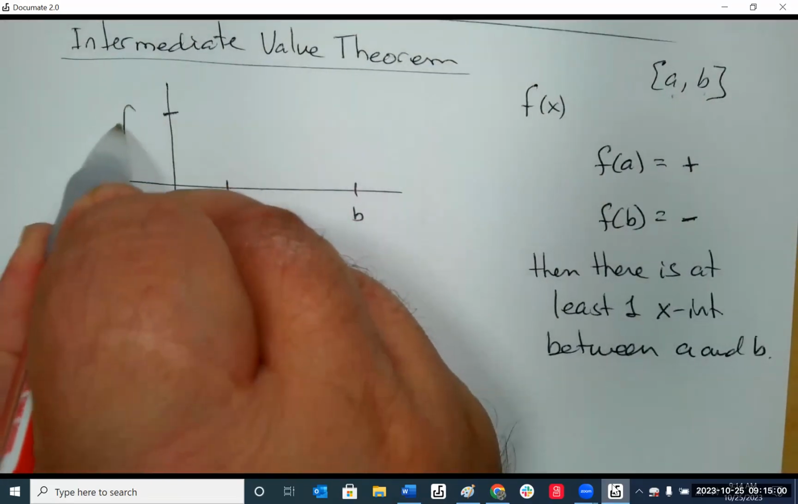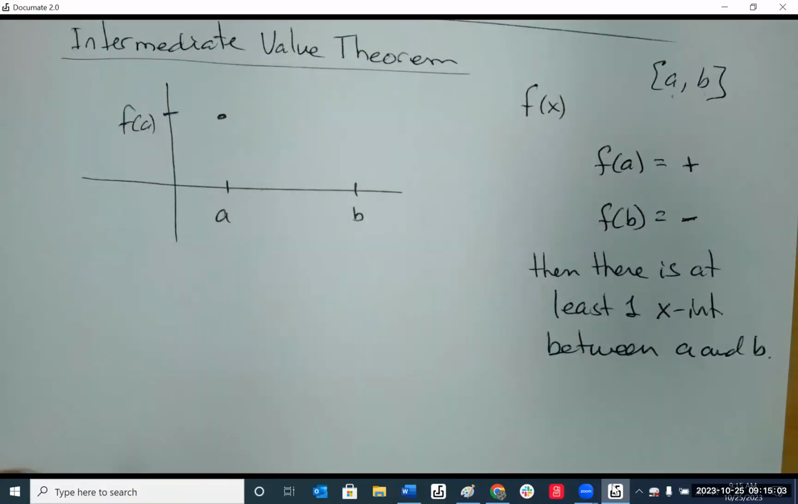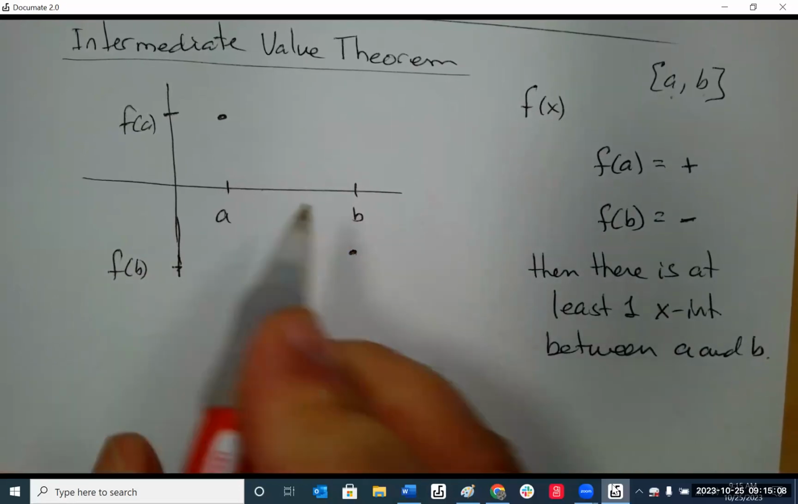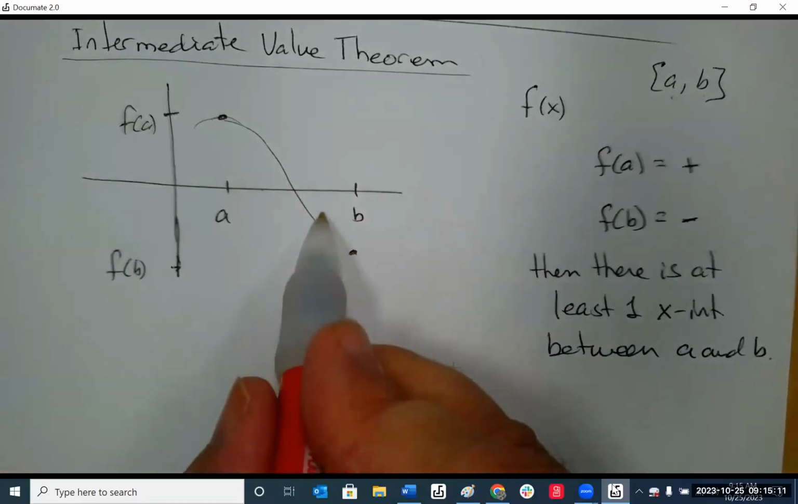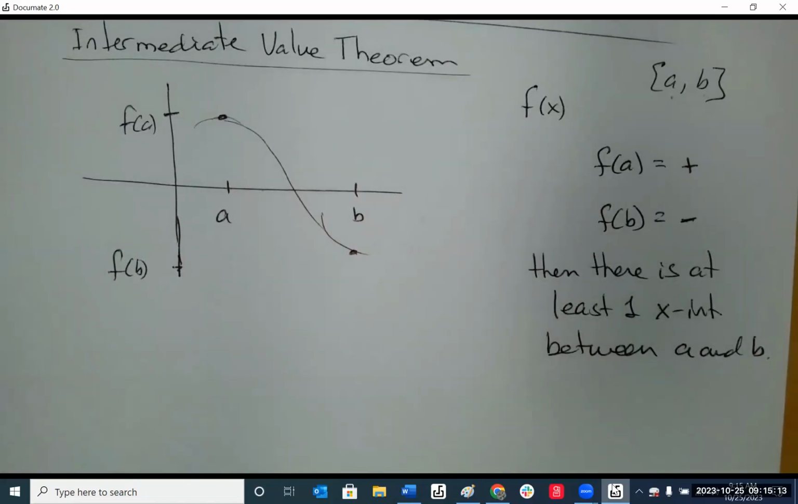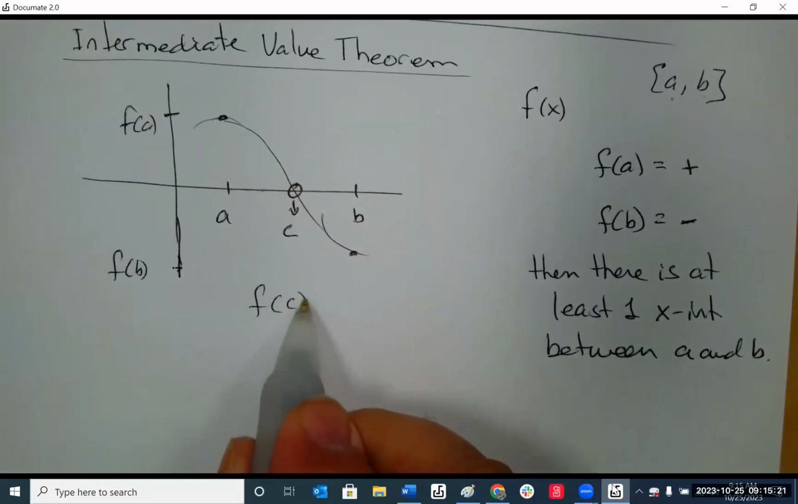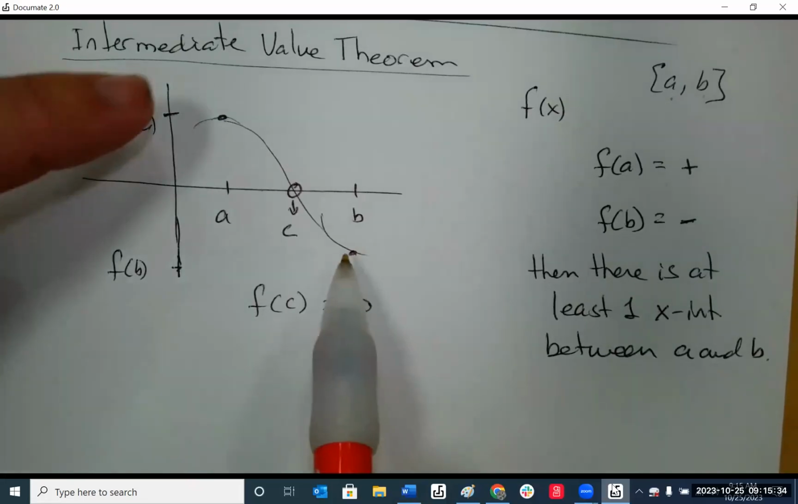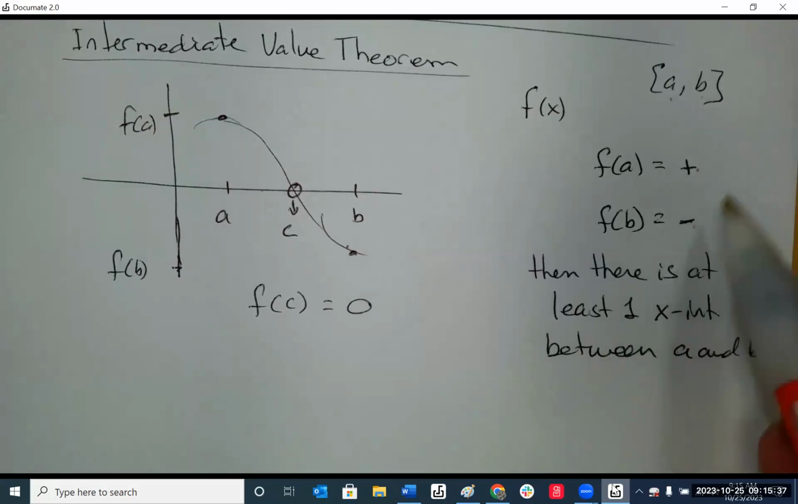If f of A is up here and f of B is down here, and it's a continuous function, then there has to be at least one x-intercept at some value C. So there has to be an f of C where the graph is equal to 0. That's what the intermediate value theorem tells us. But only if we take two points and the answers have different signs.